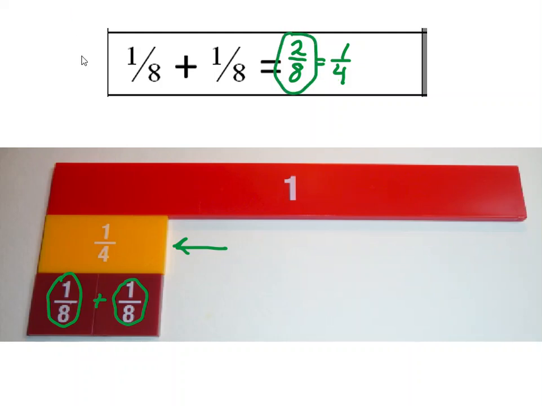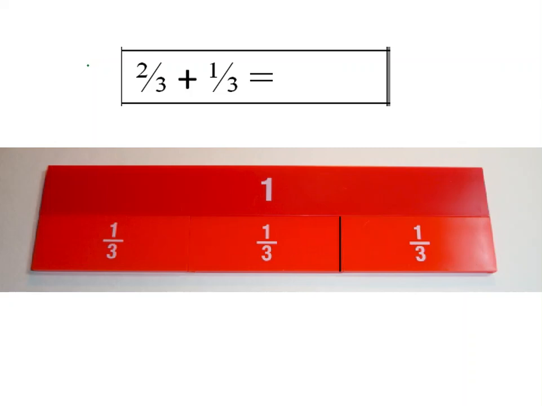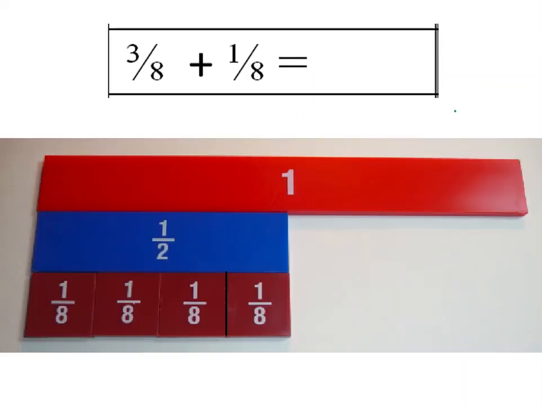Okay? Next, 2/3 plus 2/3. I'm sorry, I didn't say that right. This is 2/3 plus 1/3. Well, you have 2/3. There they are right there. Plus, you add on this one right here. How many thirds do you have? Right, you have 3/3. And how much does that equal? Right, that equals 1.